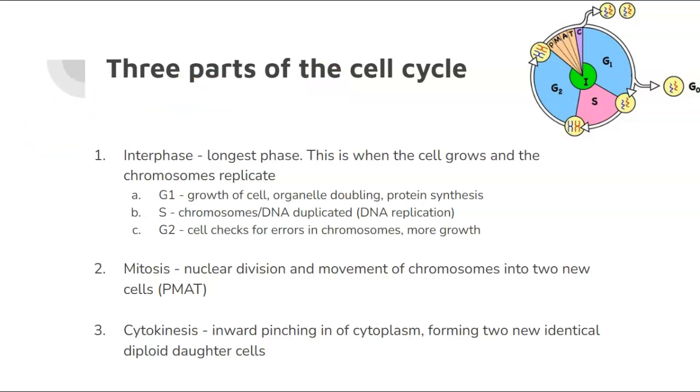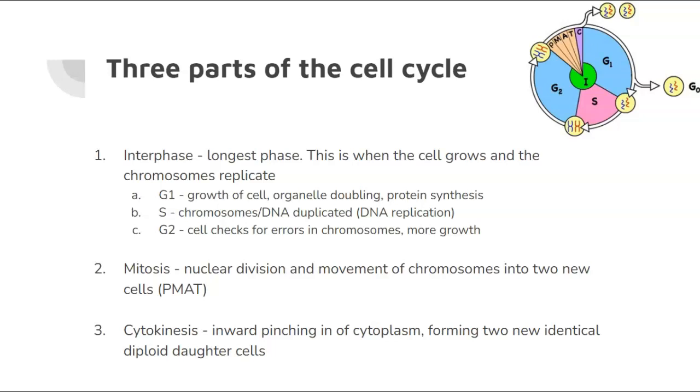In the G1 phase, it's just the growth of the cell, the organelles are doubling, and protein synthesis is occurring. In the S phase, that stands for synthesis, the G stands for growth, so growth 1 phase. The S phase is when DNA is actually being duplicated. This is when DNA replication is occurring.